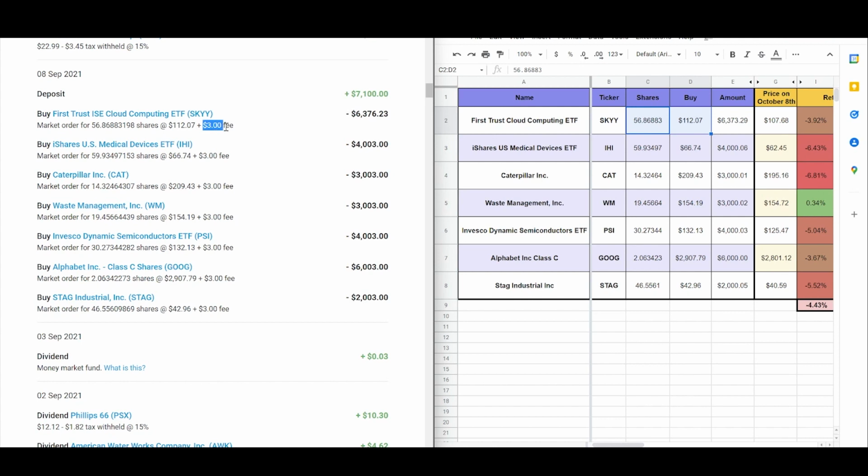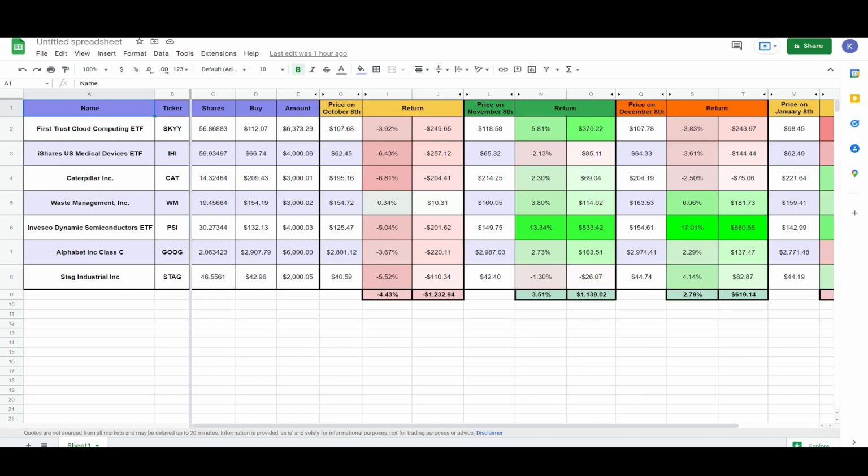So that means after the fee, we put in $6,376. And that's exactly what I have put here. Basically, the shares times the buying price. And I have done that to all the other 6 companies. And I have created this table here. Let's have a quick look at the spreadsheet to see how well our investments have done. And as I said, we made these investments on the 8th of September, and I have gone and gotten the share price of these companies on the 8th of October, 8th of November, 8th of December, and 8th of January.